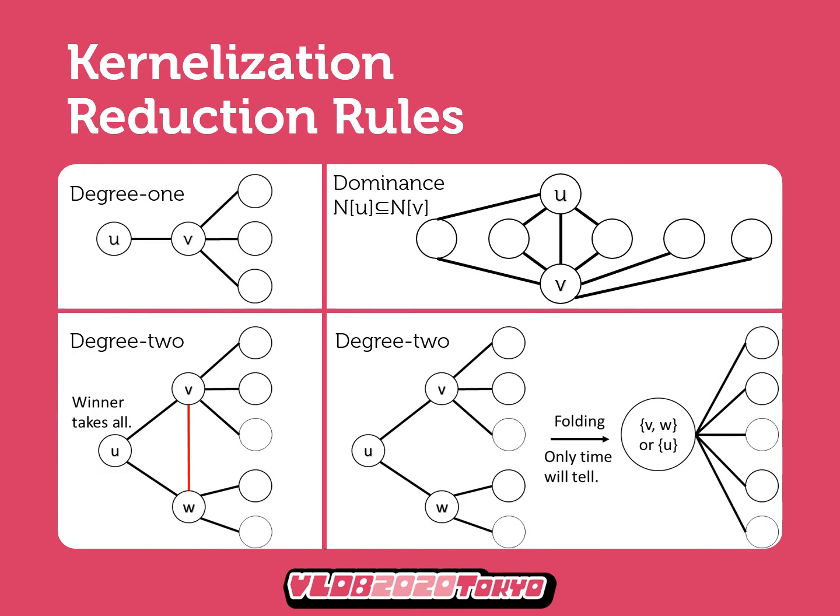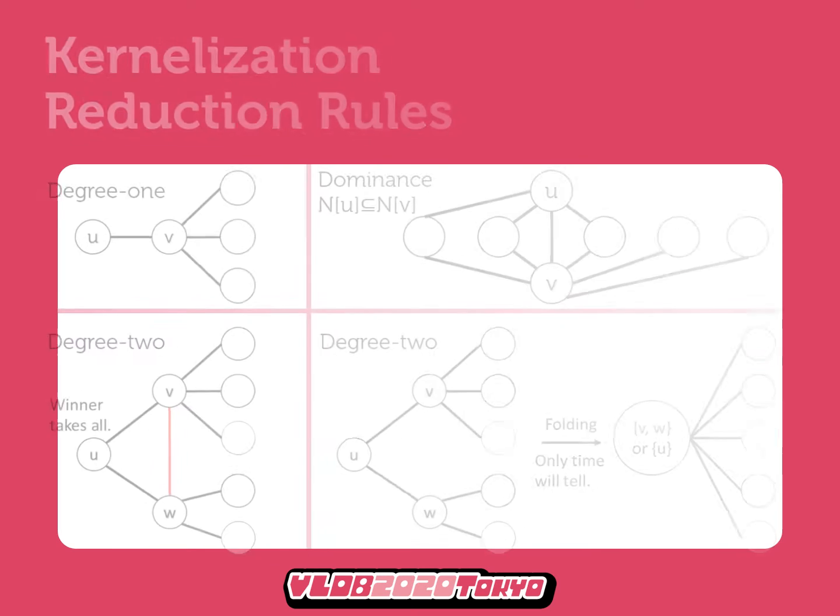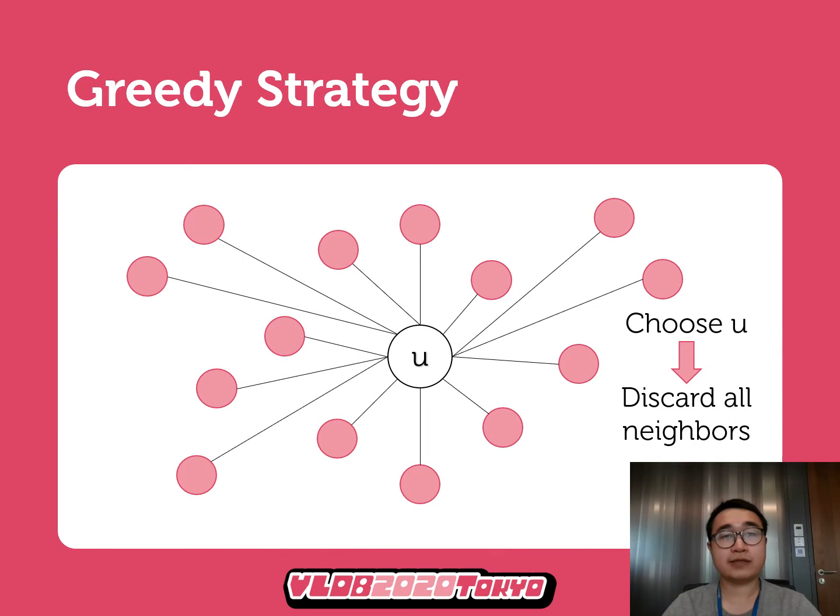Here are some traditional reduction rules. For example, the degree 1 reduction rule shows that a degree 1 vertex is a better choice than its neighbor. As for greedy strategies, including a vertex into the independent set leads to discarding all its neighbors. Therefore, a vertex that has more neighbors is less likely to be included in an MIS. Based on this point, 2 simple strategies are widely used in existing algorithms.